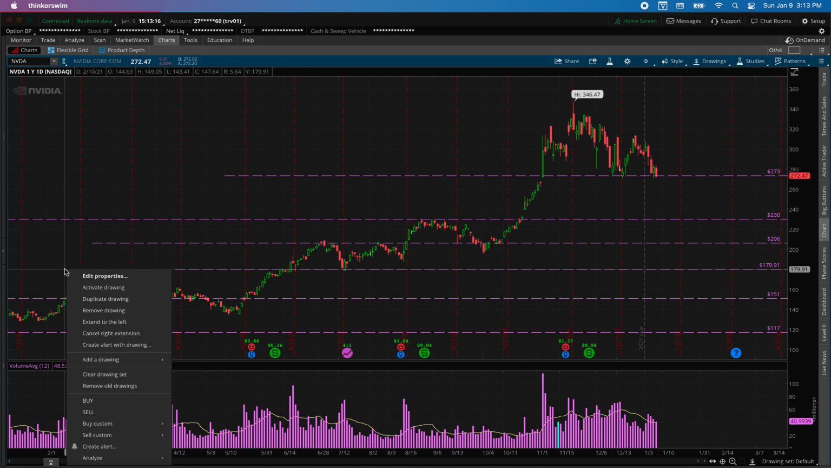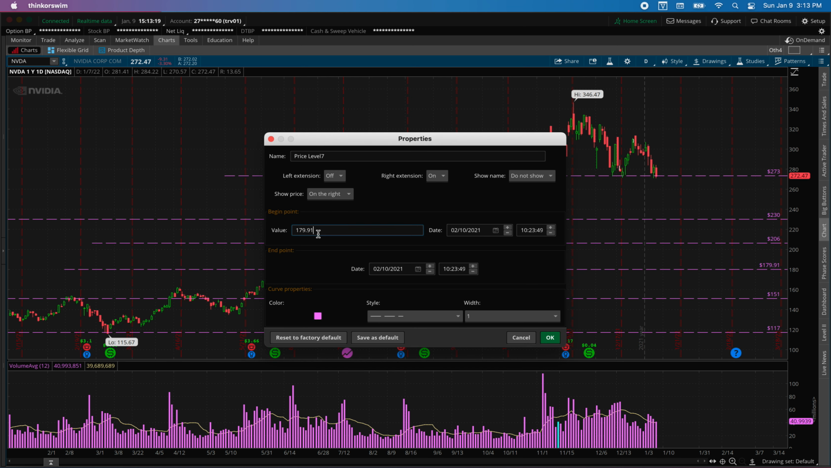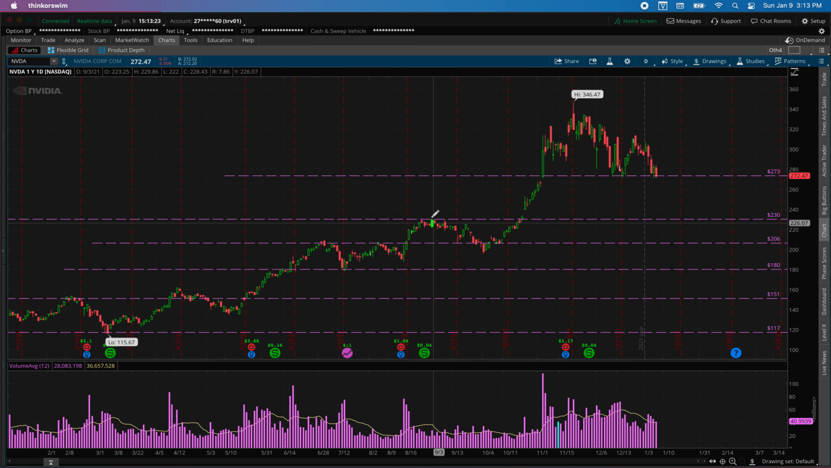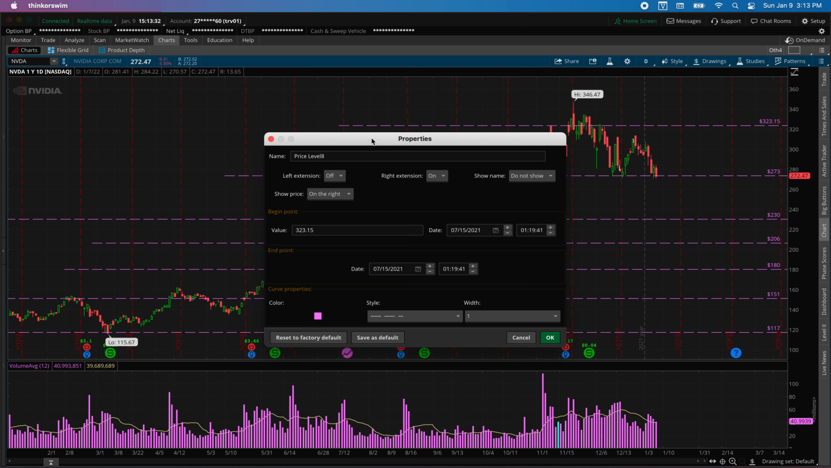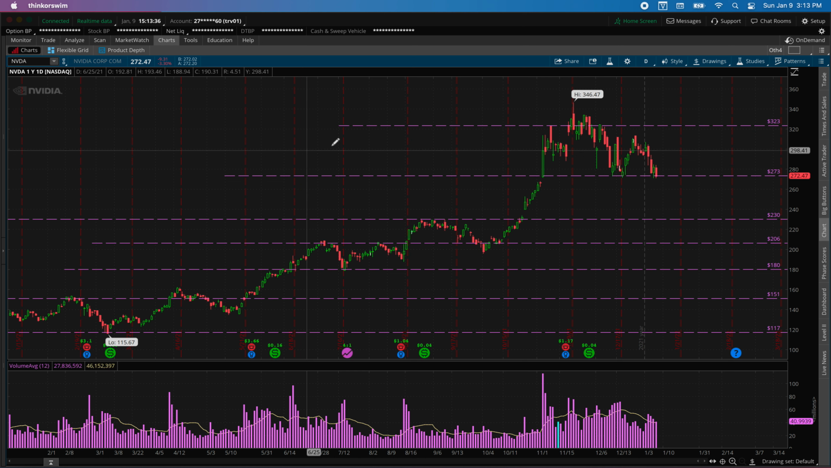This level here, right around 180. And lastly, we are going to keep this level right around here, 223, okay? Again, notice how I didn't chart up too much, okay?